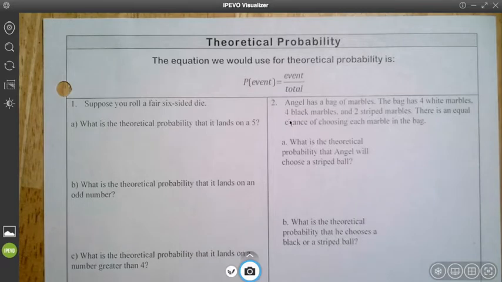On this page, our next example is looking at theoretical probability. So we saw an example with experimental probability, and now we're going to do some examples with theoretical probability. Suppose you roll a fair 6-sided die, also called a number cube. What is the theoretical probability that it lands on a 5? This is very similar to the question we were asking before.